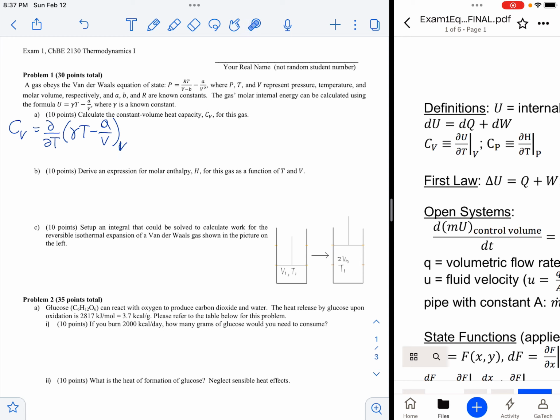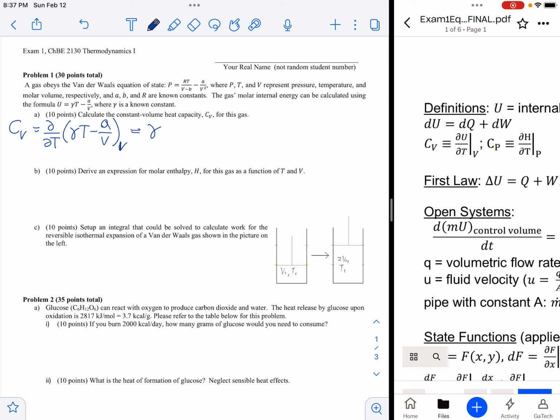If V is constant, then A over V is also constant. The derivative of that would be 0. Gamma is also a constant, so the derivative of gamma T with respect to T is just gamma. So our answer ought to be gamma.